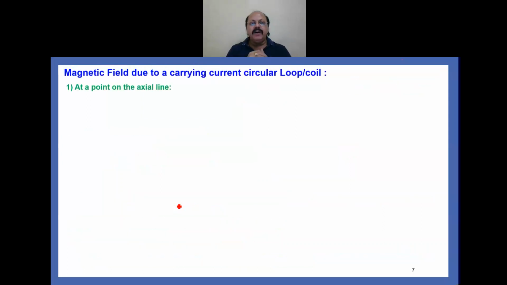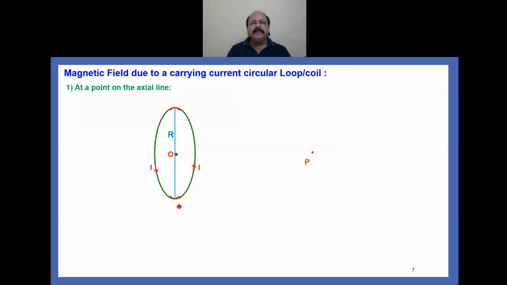Now the application of Biot-Savart's law. The first application is the magnetic field due to a current carrying loop or coil. In your syllabus, there is only this one application, and I divided this application into two parts. First, you have to find out the magnetic field at a point on the axial line of a current carrying loop. For that purpose, we consider a current carrying loop with center O, radius R, carrying the current I.